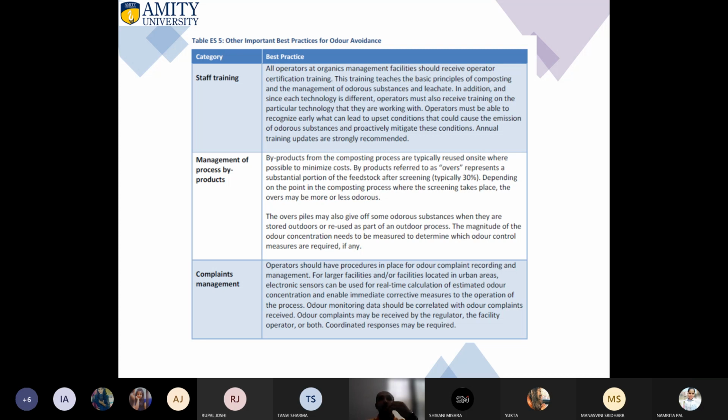That training is to be imparted through the educated faculties or the manpower that has been generated in order to impart education to the unknown people, so that they can handle the stuff in a very good, very mannered way, so that things may not get carried away by this compost odour, or how to manage it so that it does not get spoiled. So the staff should be trained enough, and management of process by-products.